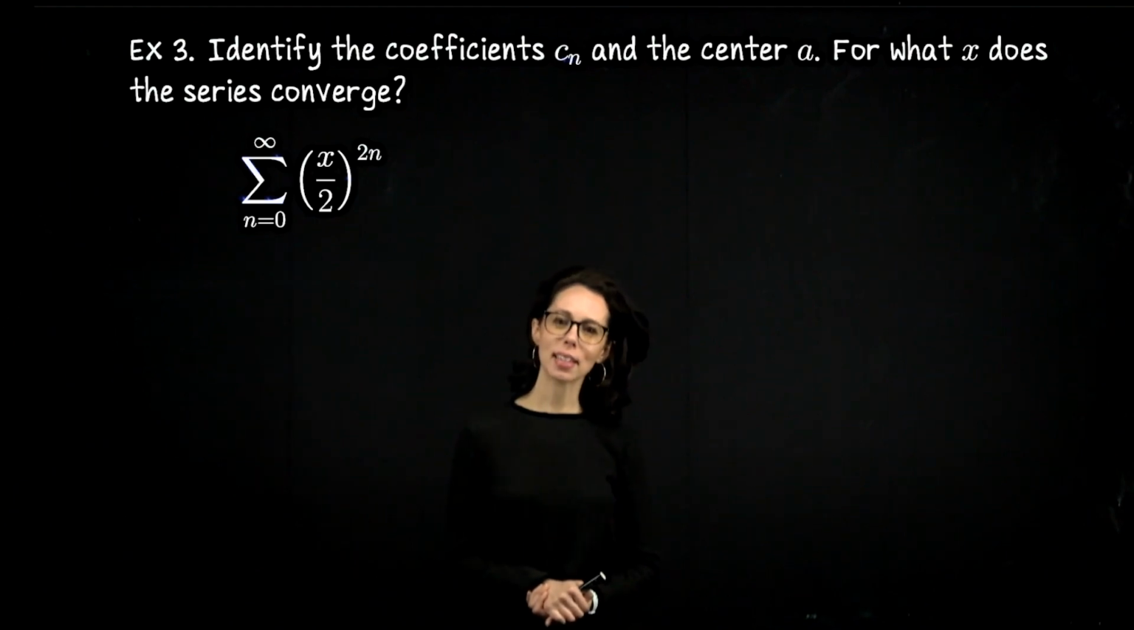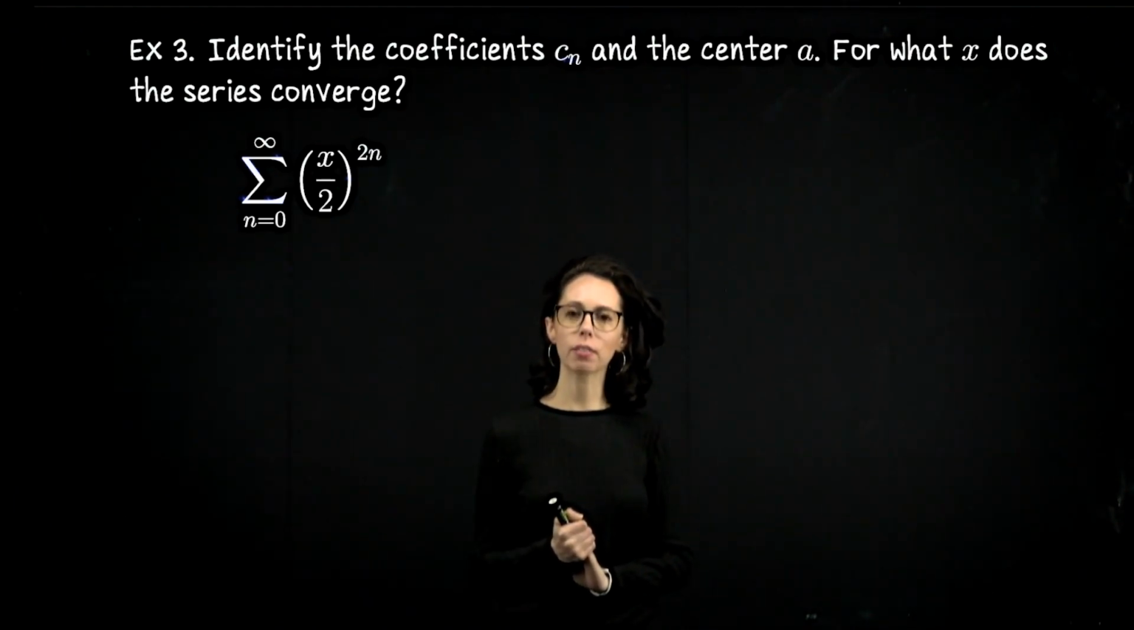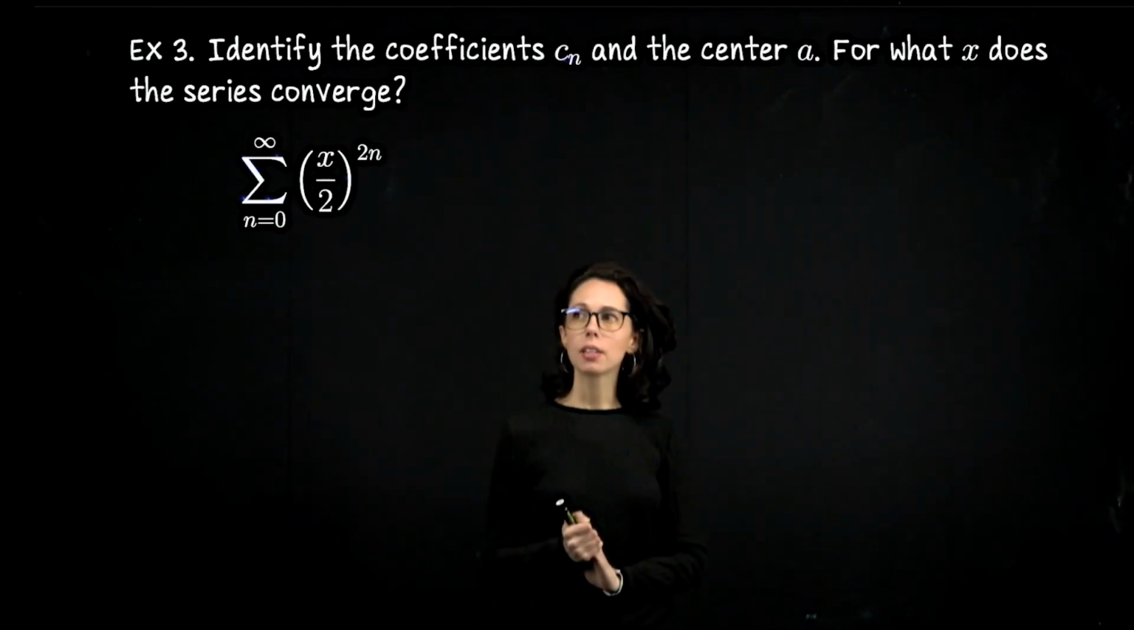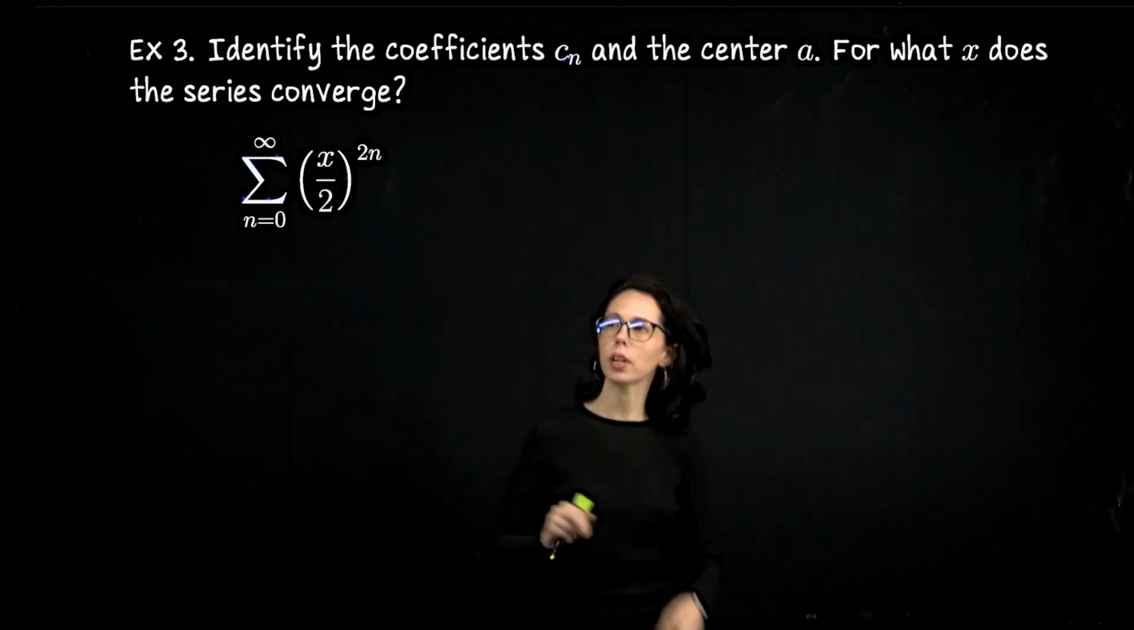Okay, this is our last example before I summarize the different types of behavior that we observe when we're looking for what values of x cause a power series to converge. So in this example, it's a little bit of a strange looking power series. Let me expand out the first few terms.